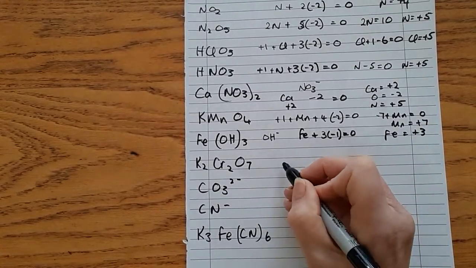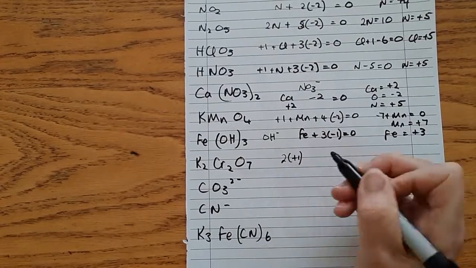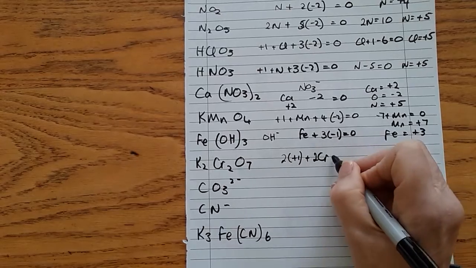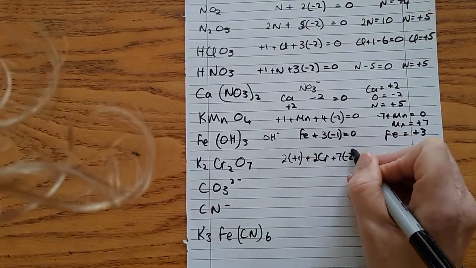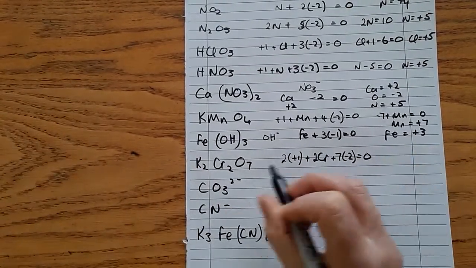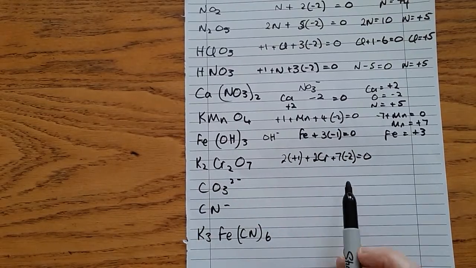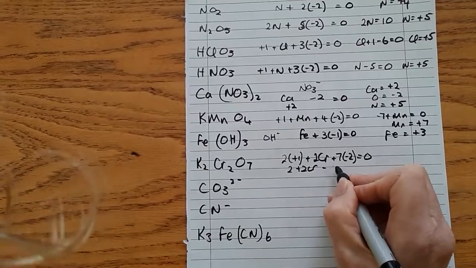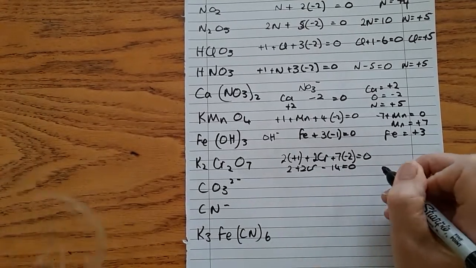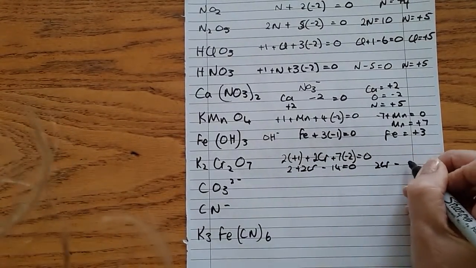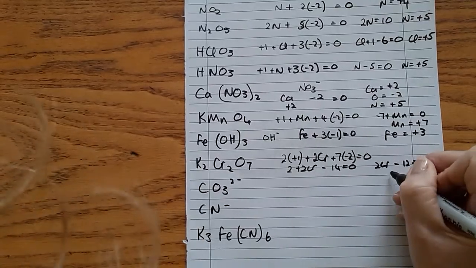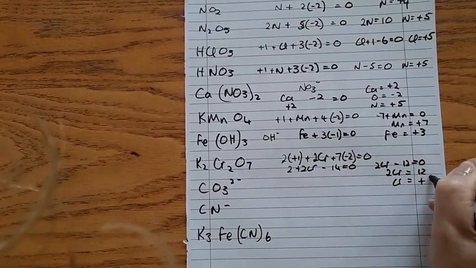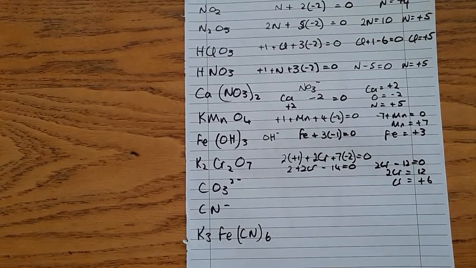Potassium's in group 1, I have 2 of them, so that's 2 +1s. I have 7 oxygens, 2 chromiums, I'm not too sure about yet. 7 oxygens are 7 -2s, overall charge of 0 because there's no charge on that compound. So that will give me 2 plus 2 chromiums -14 is equal to 0. So this is 2 chromiums -12 is equal to 0. 2 chromiums equals +12, so each chromium has to be +6.